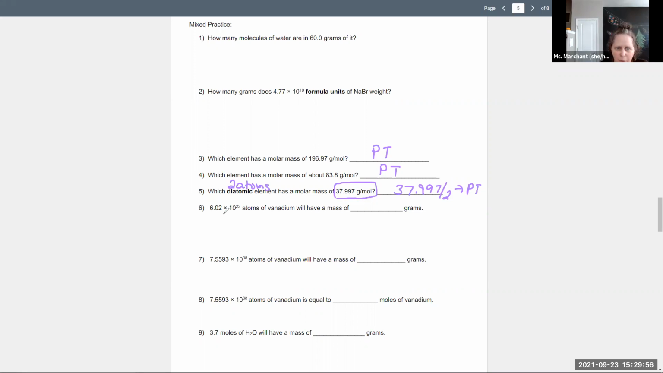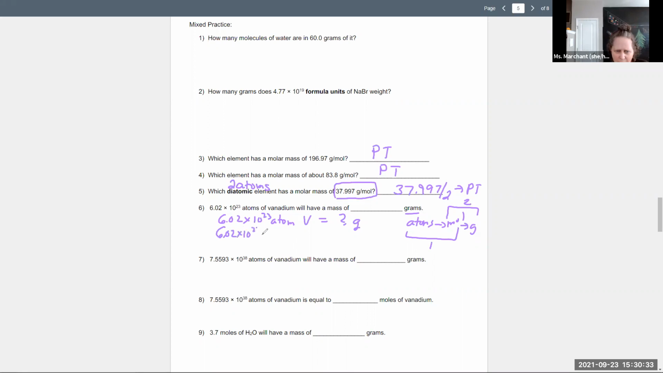Okay. 6.02 times 10 to the 23rd atoms of vanadium, that's our known because it came with a number. We'll have a mass of what? Mass is in grams. I have to go from atoms to grams. Do I see moles there? Nope. Then it goes in the middle because these are mole conversions. So that's the hint. You need to have the moles at the beginning, middle, or end of every one of these problems. My first conversion, atoms to moles. Second conversion, moles to grams.